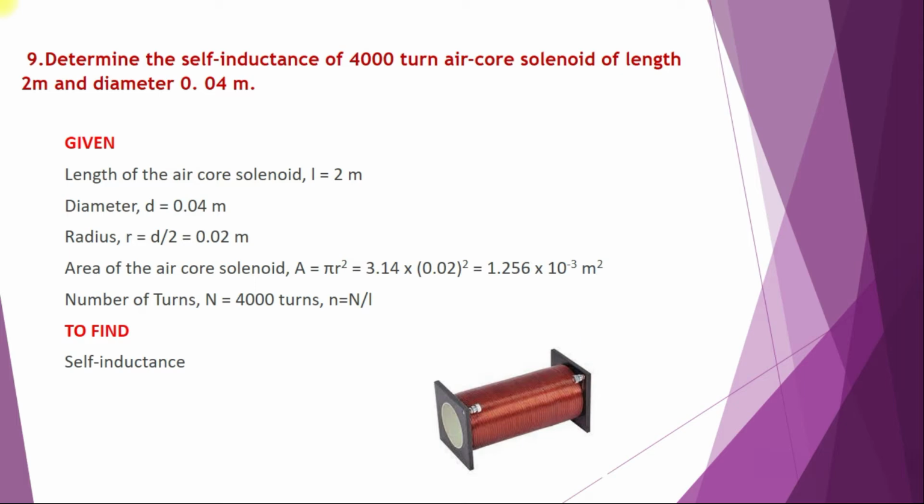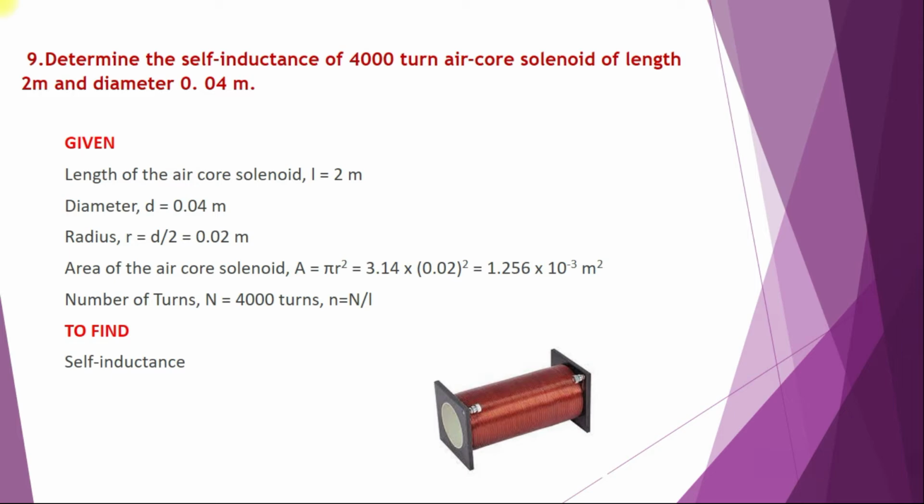Ninth problem. Determine the self-inductance of 4000 turn air core solenoid of length 2 meter and diameter 0.04 meter. So the given data is length of the air core solenoid L is equal to 2 meter, diameter D is equal to 0.04 meter, radius R is equal to diameter divided by 2, which is equal to 0.02 meter. So we can find the area of the air core solenoid, which is given by the formula A is equal to pi r square, which is equal to 3.14 into 0.02 the whole square, which is equal to 1.256 into 10 power minus 3 meter square.